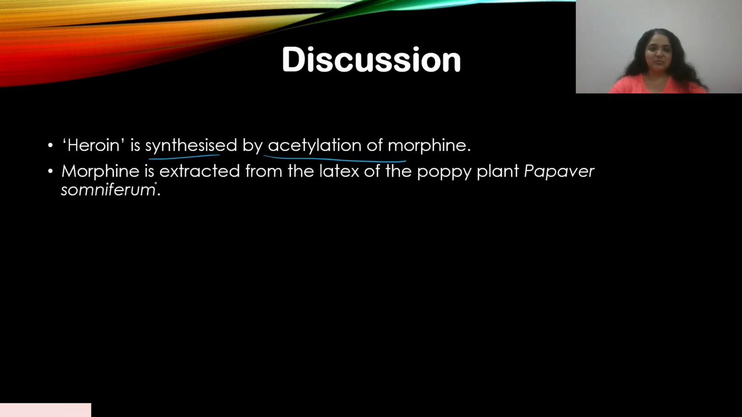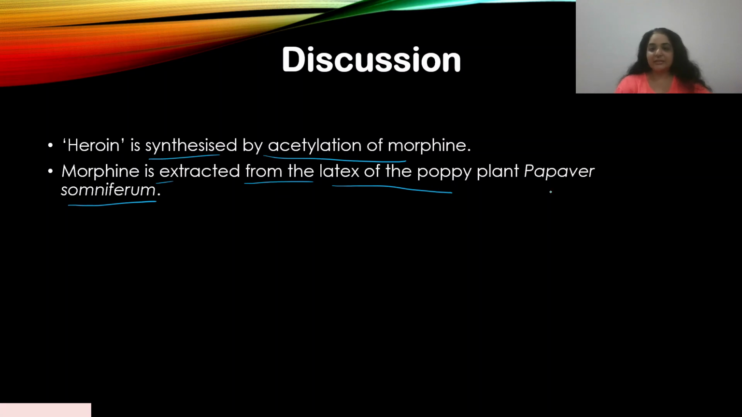Morphine is extracted from the latex of the poppy plant, Papaver somniferum. So this is the plant from which you get morphine, and heroin is synthesized by the acetylation of morphine. So first you get morphine from the plant, the poppy plant, and after that you have to do acetylation of that morphine to get heroin, which is an illegal drug, because it has very bad effects.